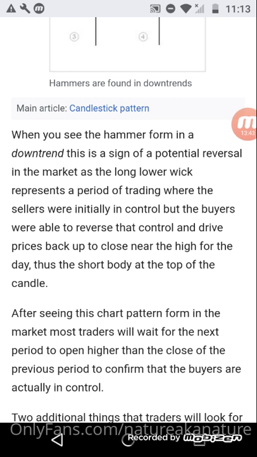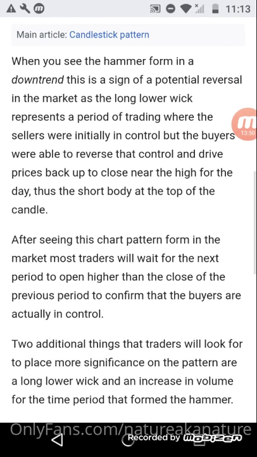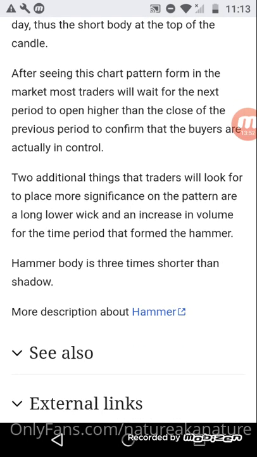After seeing this chart pattern form in the market, most traders will wait for the next period to open higher and then close above the previous period to confirm that buyers are actually in control. Two additional things that traders will look for to place more significance on the pattern are a long lower wick and an increase in volume during the period that forms the hammer. So a hammer body is 3 times shorter than the shadow.